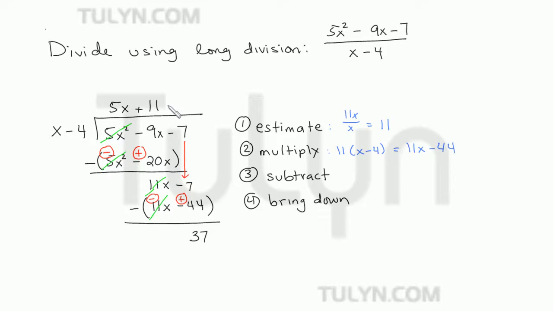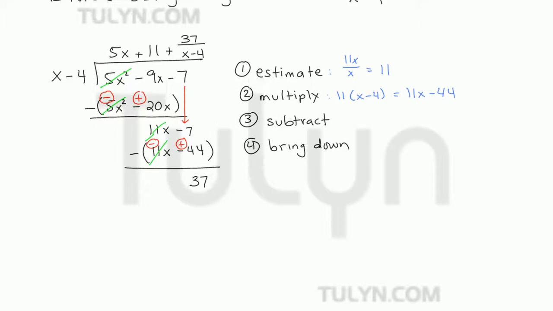And how we write the remainder is that we add the remainder over the original denominator. So the answer is 5x plus 11 plus 37 over x minus 4.